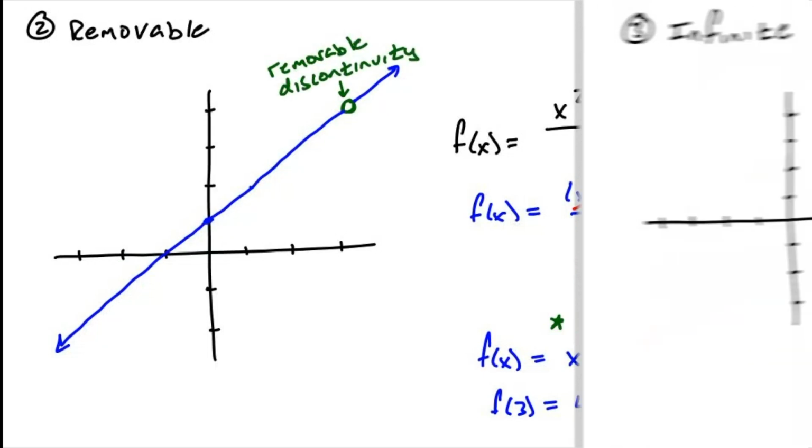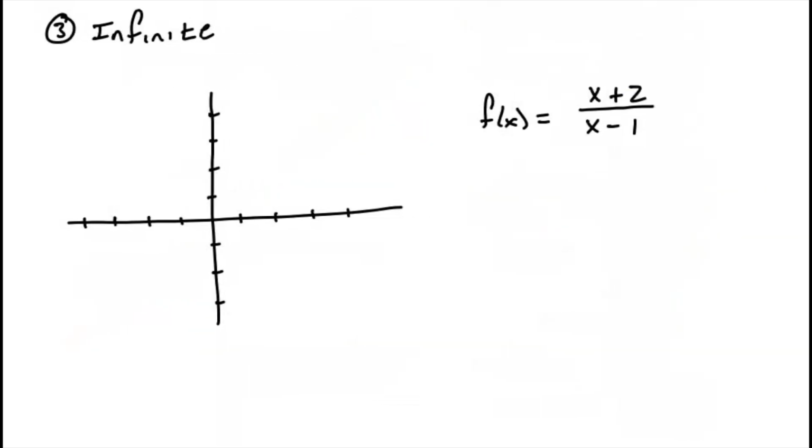This type is known as an infinite discontinuity. I think the easiest way to see it is again to look at a rational function but one that can't simplify at all. This (x plus 2) over (x minus 1) is a good example. We can't factor that. We can't reduce it. So what can we do?